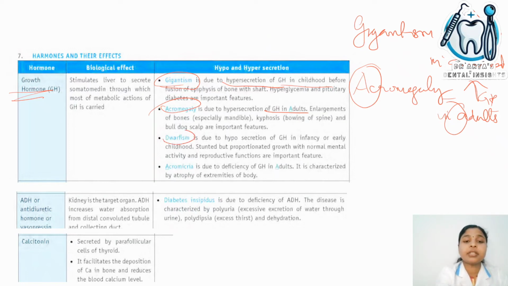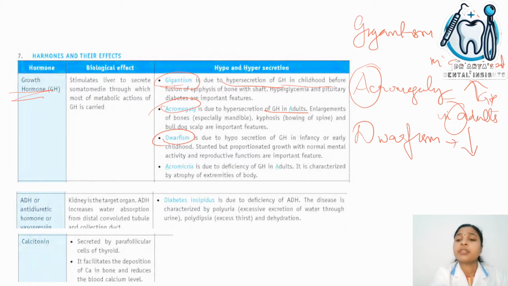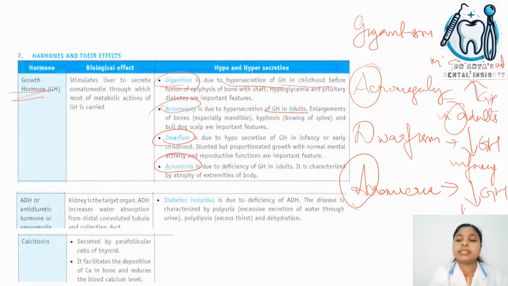Then coming to dwarfism. What is dwarfism? Dwarfism is due to hyposecretion of growth hormone in infancy or early childhood. So in infancy, it is stunted but proportionate growth, with normal mental activity and reproductive functions as important features. Then coming to acromicria. This is due to deficiency of GH in adults.